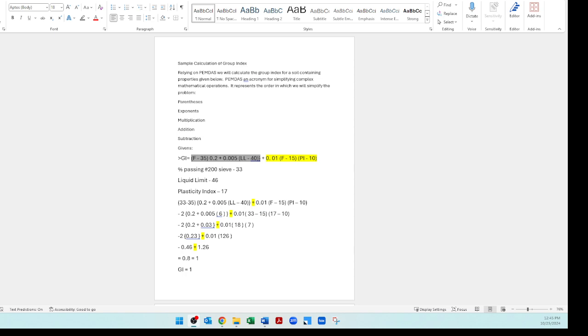Week 6 is about rocks. Rocks are the source of soil. It has a reading assignment in it, and it's taken from your textbook. I believe the textbook is Soils and Foundations, and it's chapter 1.